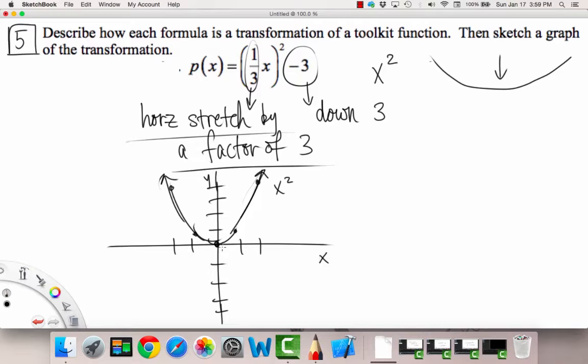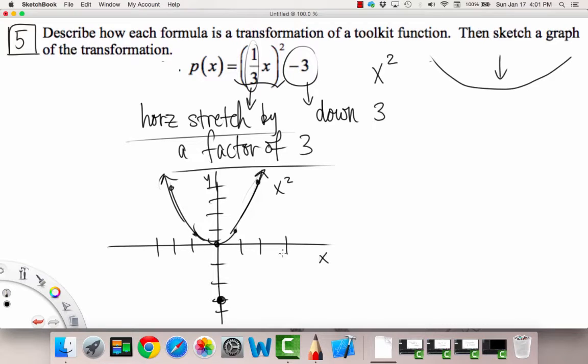And then for our new one, our p of x, let's do down 3 first. So this would be 1, 2, 3. Okay, so we're down 3. So 0, comma, negative 3 is our vertex here. So you can always check that by saying, right, because when you plug in a 0 for x, then this term goes to 0 and we just get negative 3. Okay, so we just check the vertex, and then what else do we have?